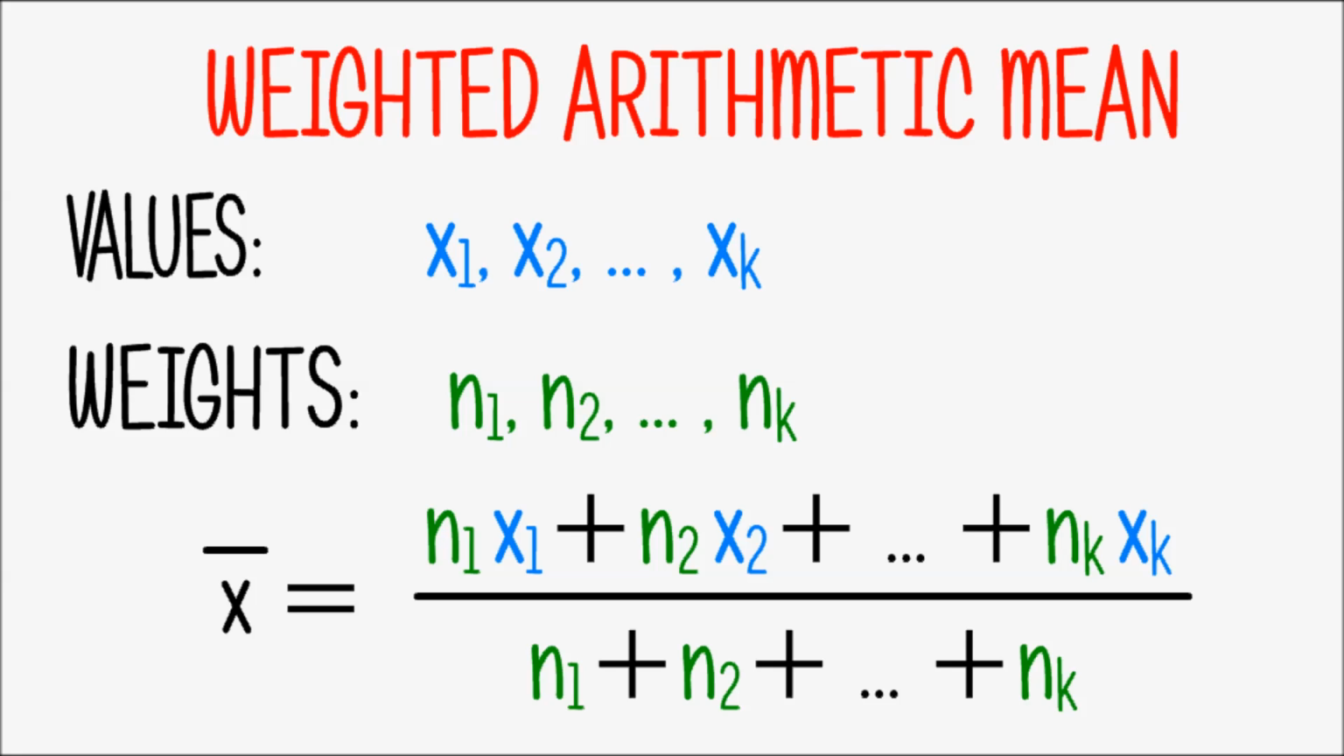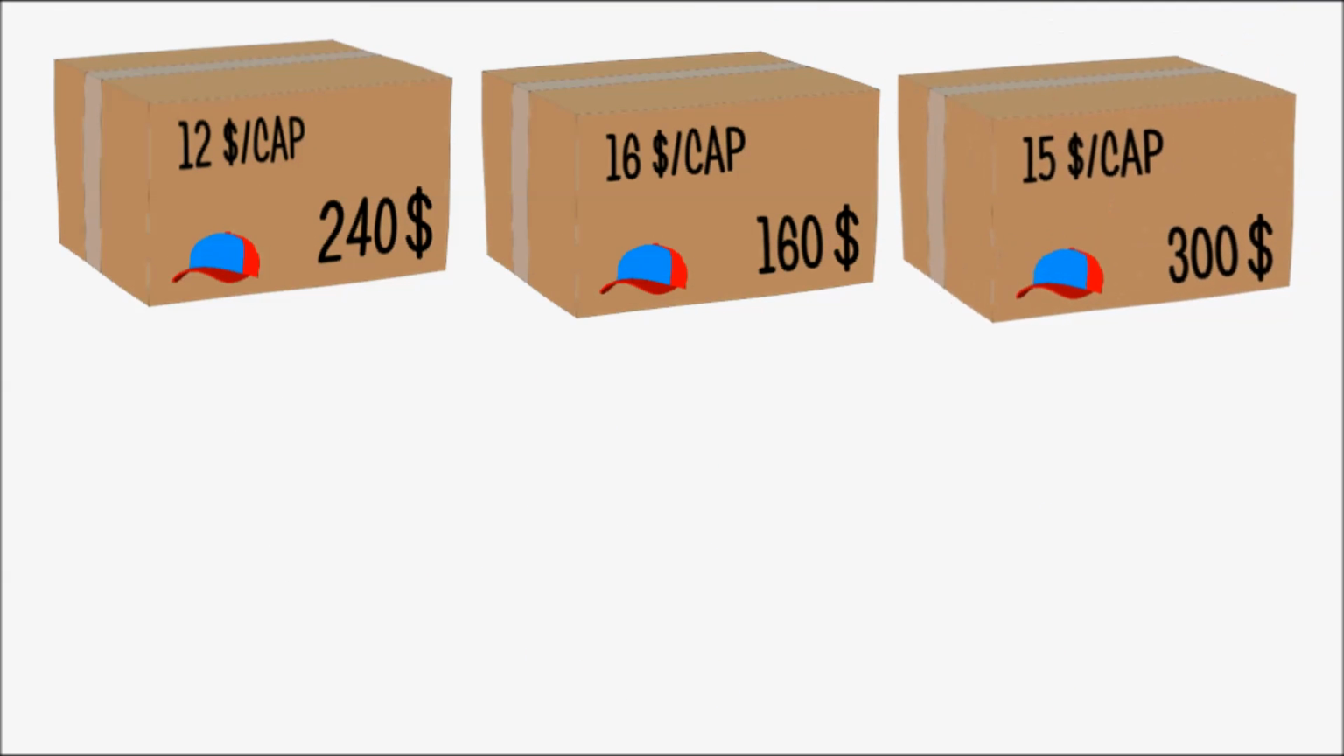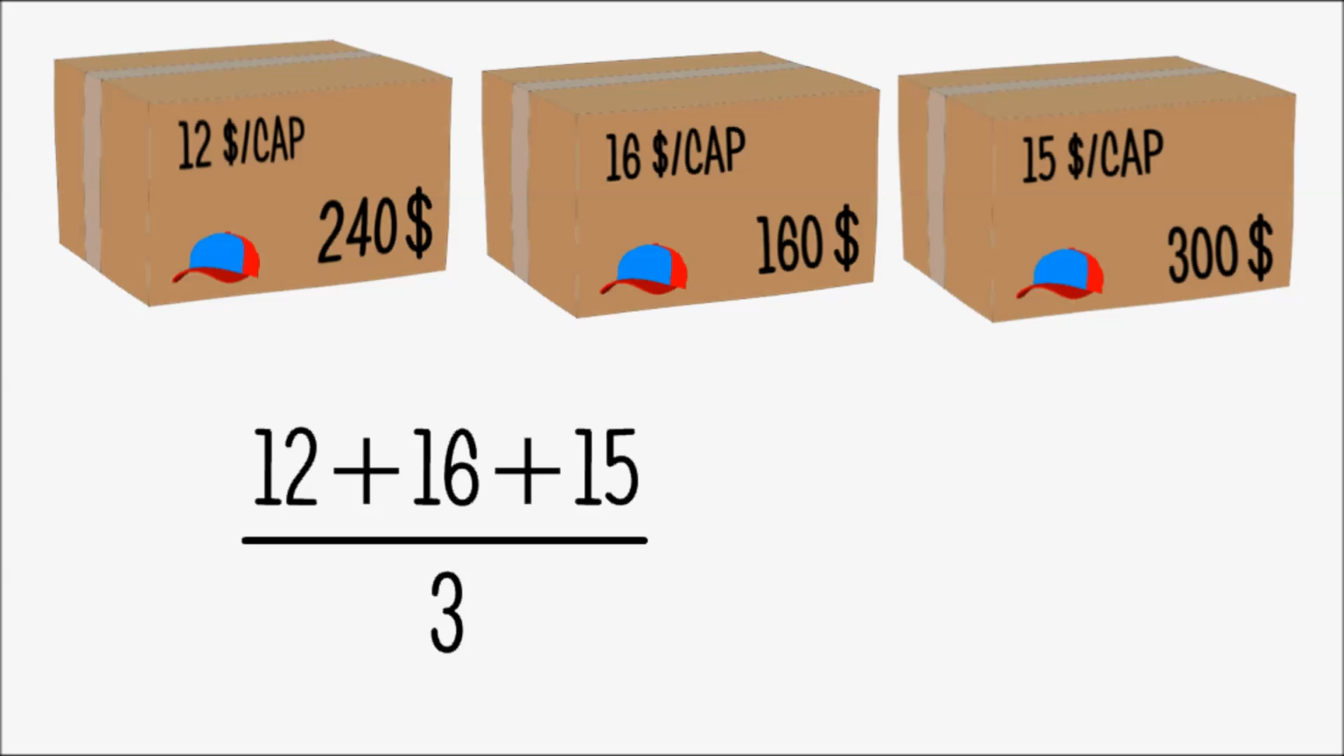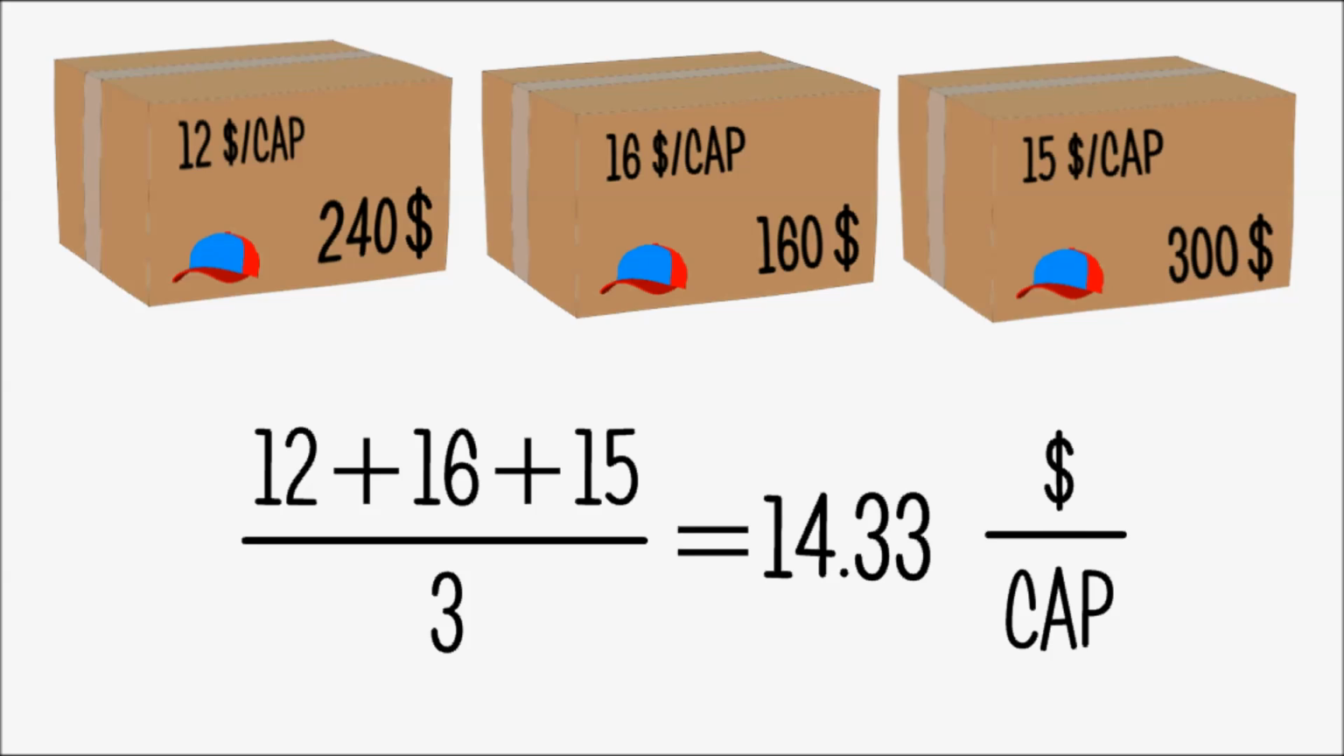In the meantime, Catwin dug out 3 deliveries of a cap that will go on sale this season. Catwin needs to figure out the average purchase price per cap and applies the arithmetic mean. He simply sums up all the individual purchase prices, divides that sum by 3 and finds that the average price should be $14.33 per cap.